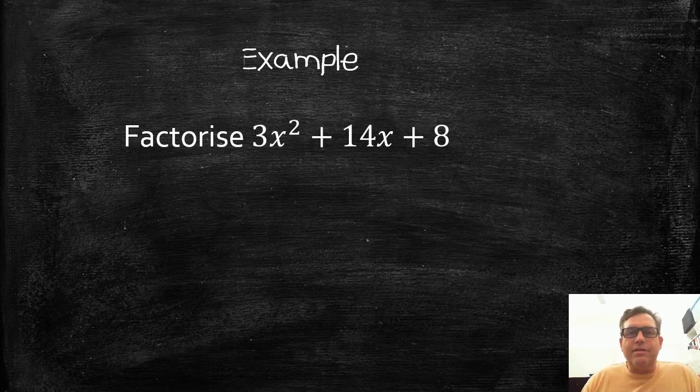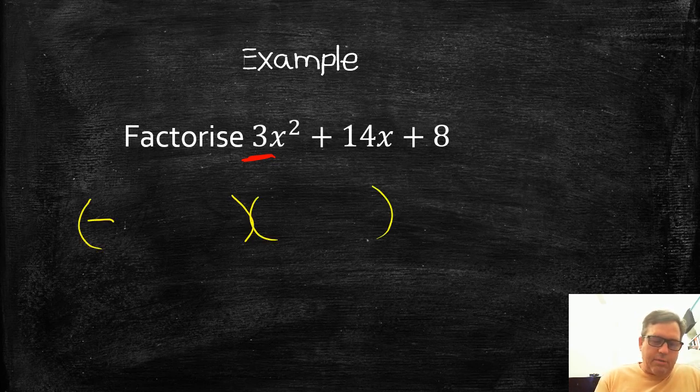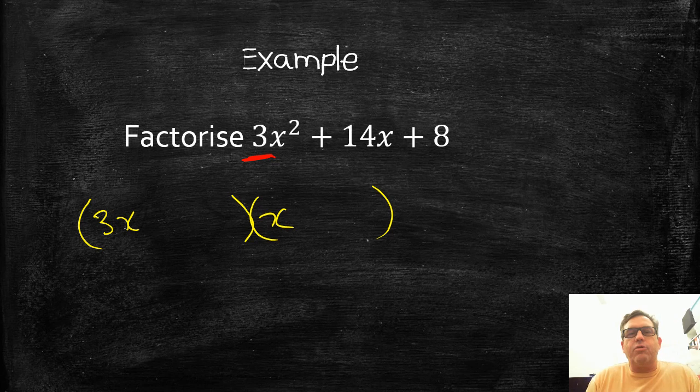Notice what's different this time. This time there's a coefficient in my x squared term. We haven't had that yet. We haven't had a coefficient in front of our x squared term. So that's going to change things and make things a little bit trickier because it's no longer just going to be x and x. In order to get 3x squared, I need it to be 3x and x. Now it doesn't matter where the 3x or the x goes. Just stick them in one.